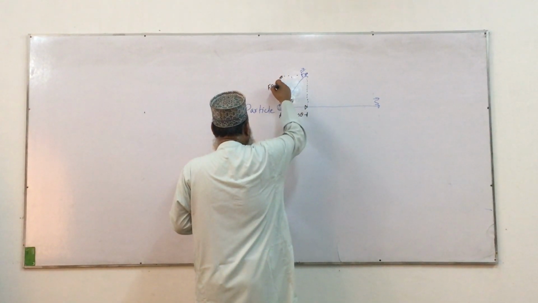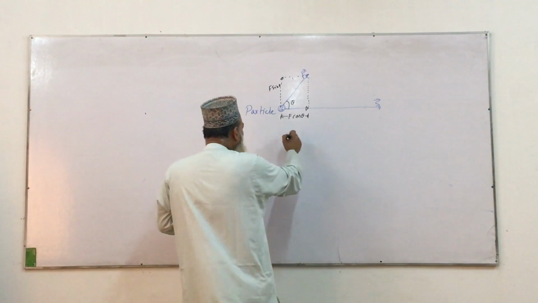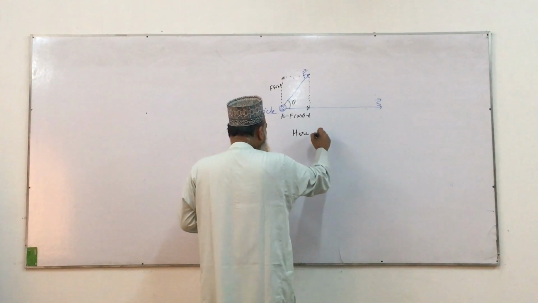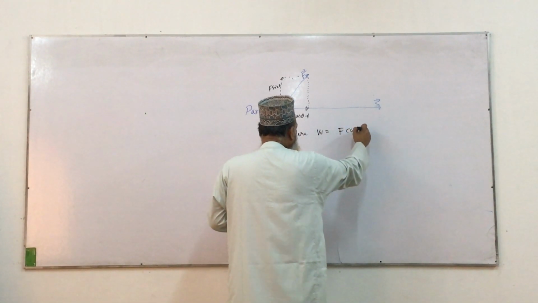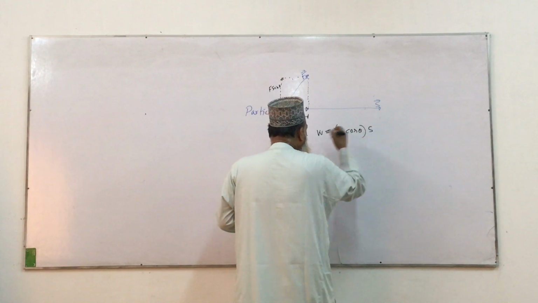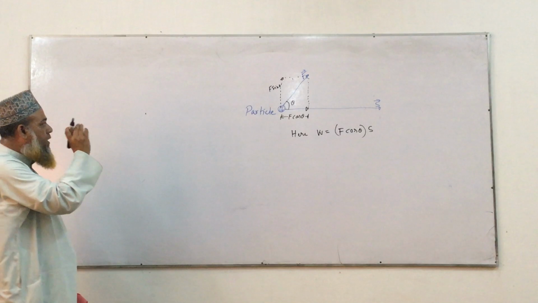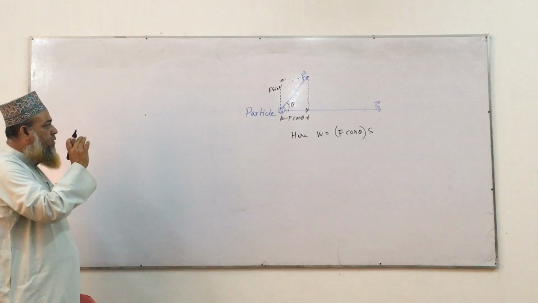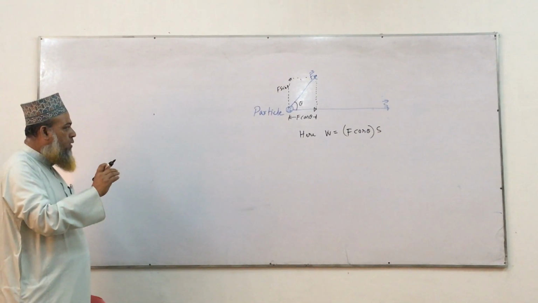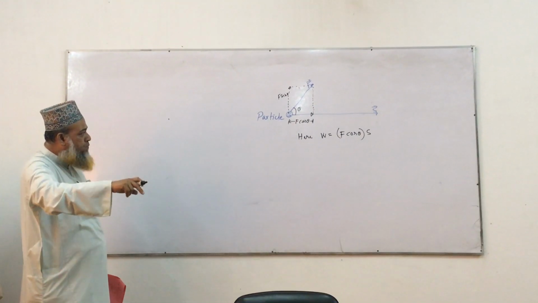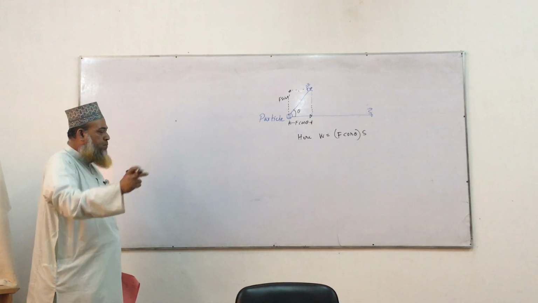F sin theta. So here W is what? F cos theta multiplied by S. Here the formula is like this. We interpret here that the work done is computed by taking the component of F in the direction of S and multiplying that component by the displacement S.